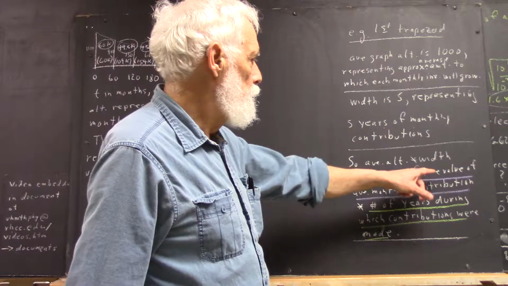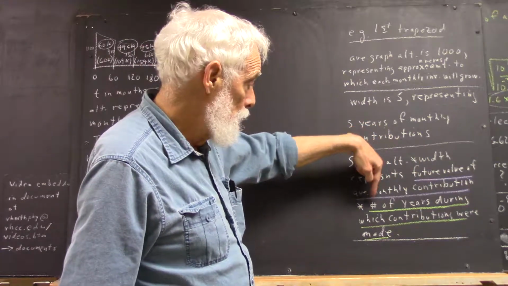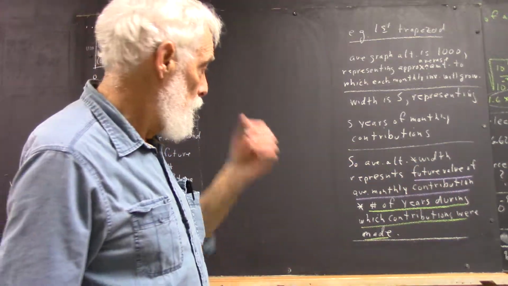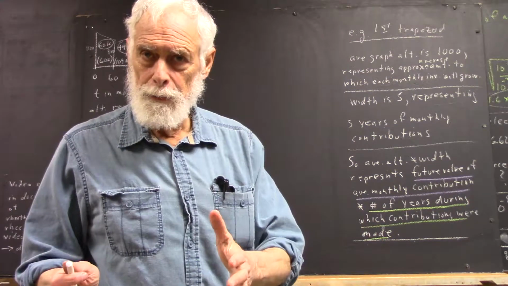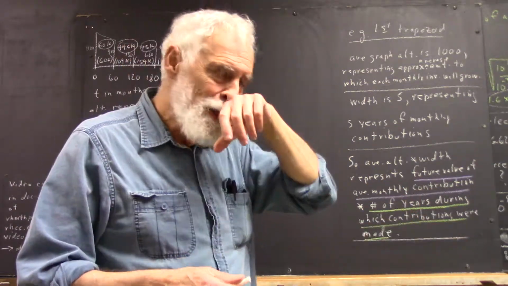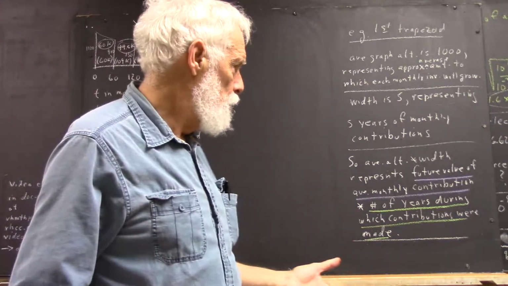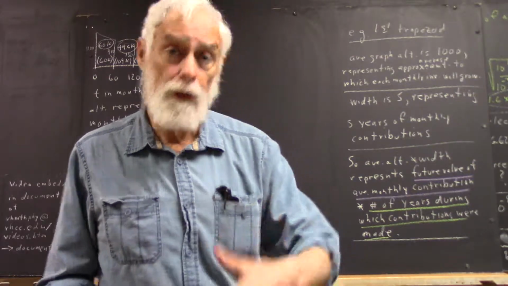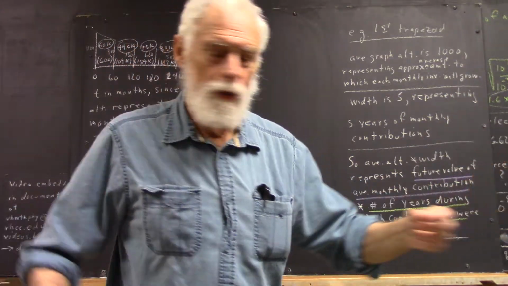The average altitude times width, future value of average monthly contribution, times the number of years during which the contributions were made. Well, multiplying an average monthly contribution by the number of years would not give you the total contribution, would it? You would have to multiply 12 times your average monthly contribution to get your average yearly contribution, which would then give you the total.